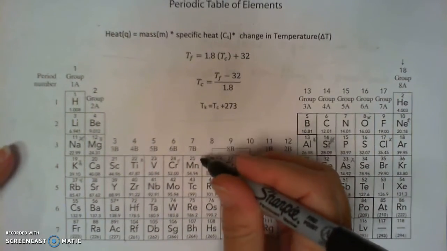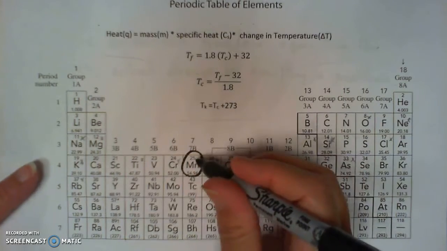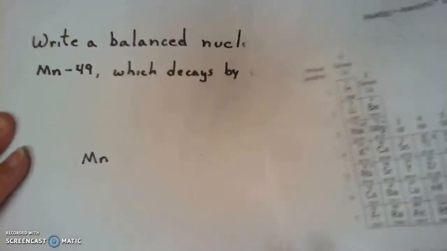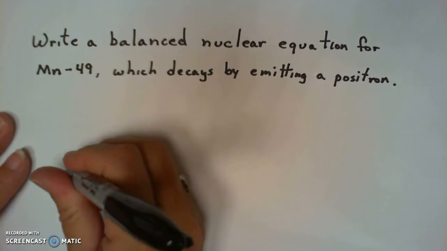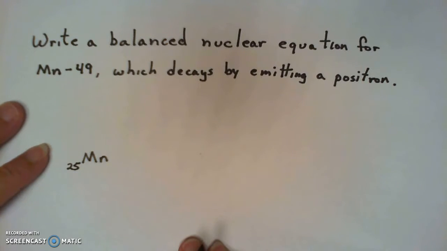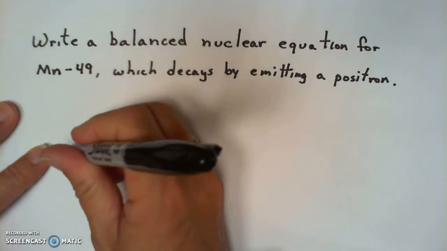Here's my periodic table. Here it is. And the atomic number is 25. So we'll put 25 down here. The mass number goes on the top, and that was given to us in the problem. It's 49.